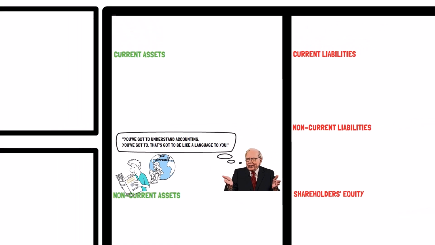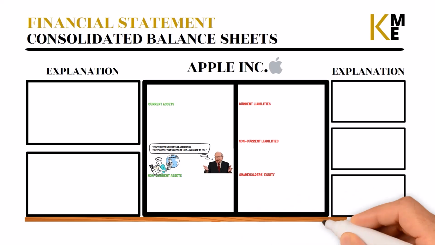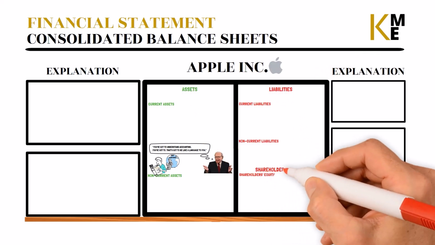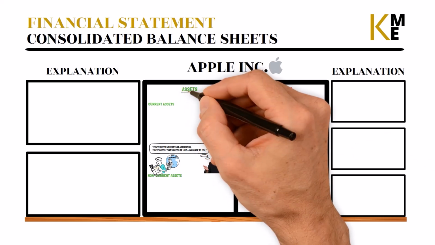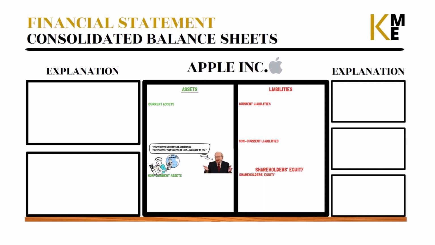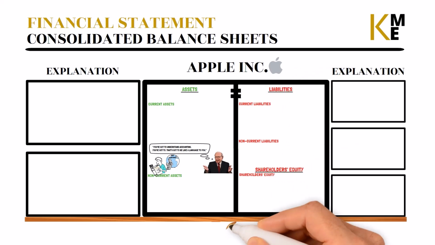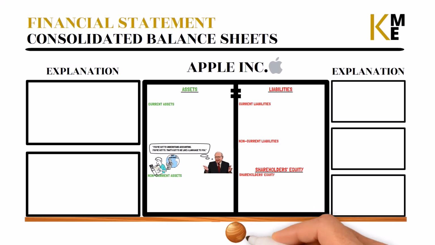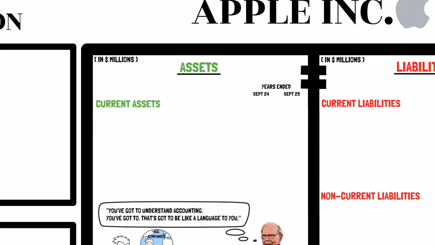Furthermore, the balance sheet consists of two columns, one containing the assets and the other liabilities and shareholders' equity. The sum of all assets on the left-hand side must equal the sum of all liabilities and the shareholders' equity on the right-hand side. It needs to be in balance to be correct.